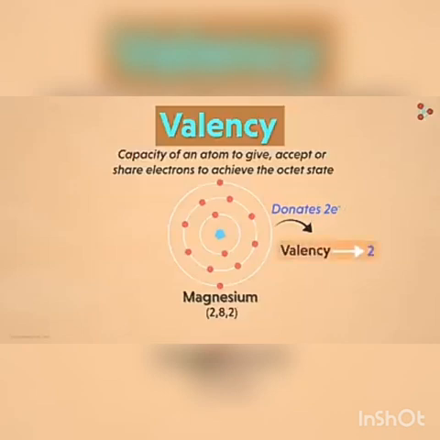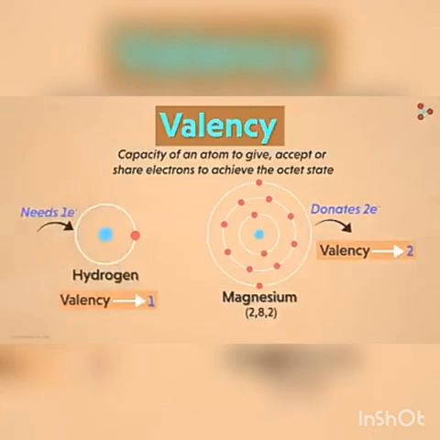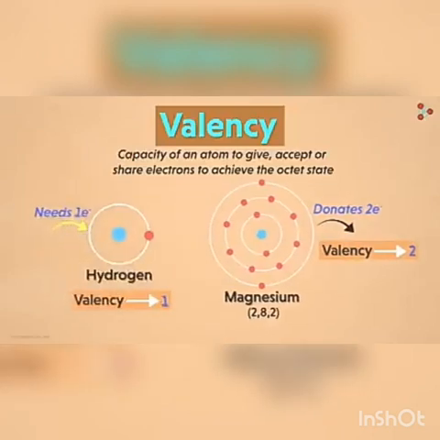So if magnesium gives away 2 electrons from its outermost shell, then we say that the valency of magnesium is 2. That means it's not only about how many electrons can be taken, but also about how many electrons can be given by the atom. That is how we calculate the valencies of various elements.